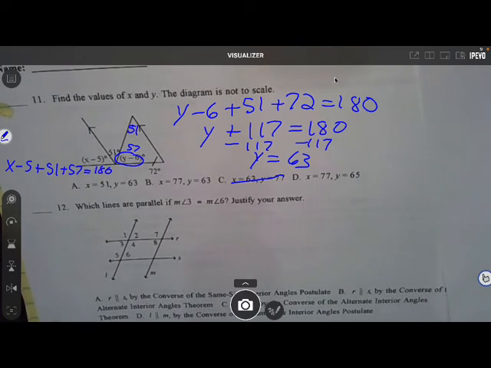What's 57 plus 51 minus 5? You get a calculator. I was trying to do that in my head though. Oh, it is 103. Okay, good job. So x plus 103 equals 180. So you just subtract 103, and it's 77. So B, there's our answer.